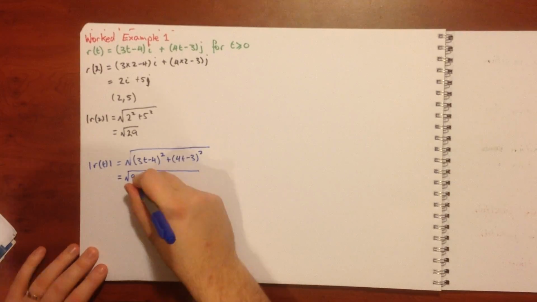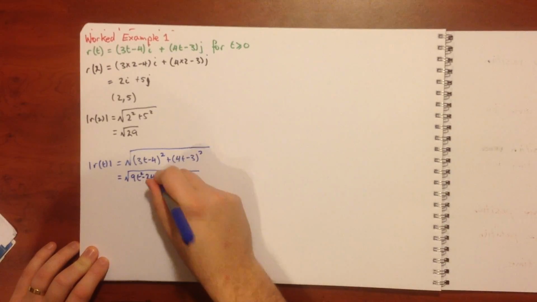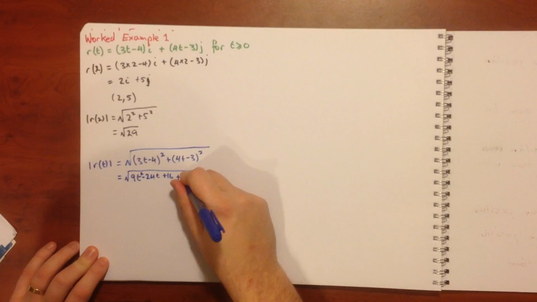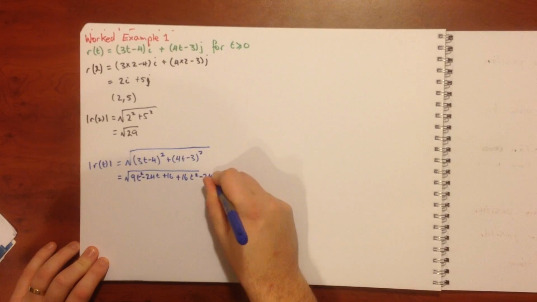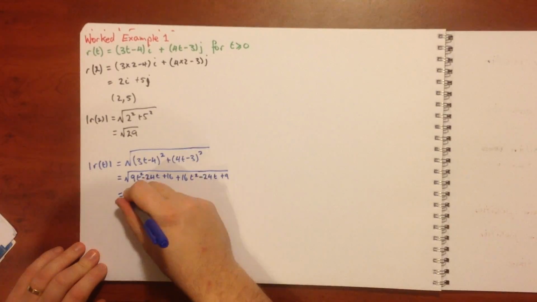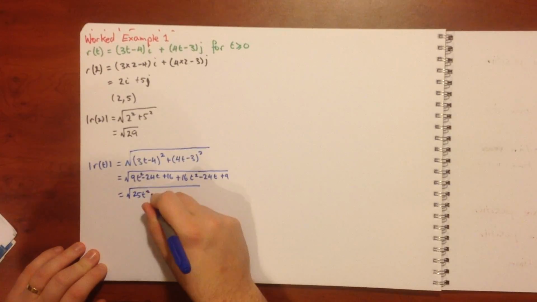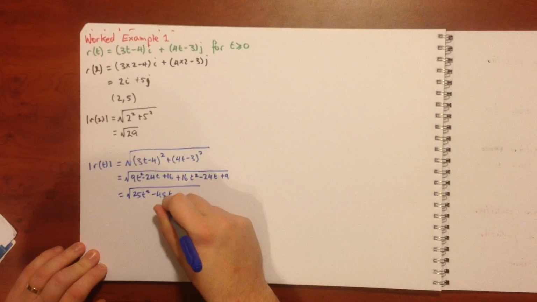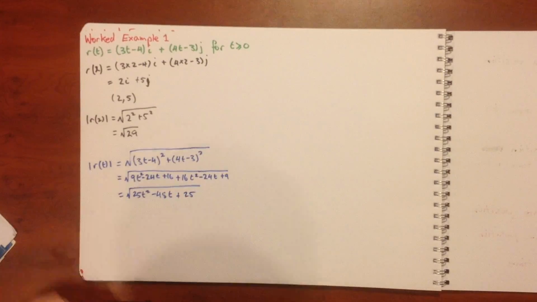We'll have 9t squared minus 24t plus 16, plus 16t squared minus 24t plus 9. Okay, we can collect our like terms. So we're going to get 25t squared minus 48t plus 25. Okay, so that would be our distance at any time t. Okay, so we'll keep moving on now.